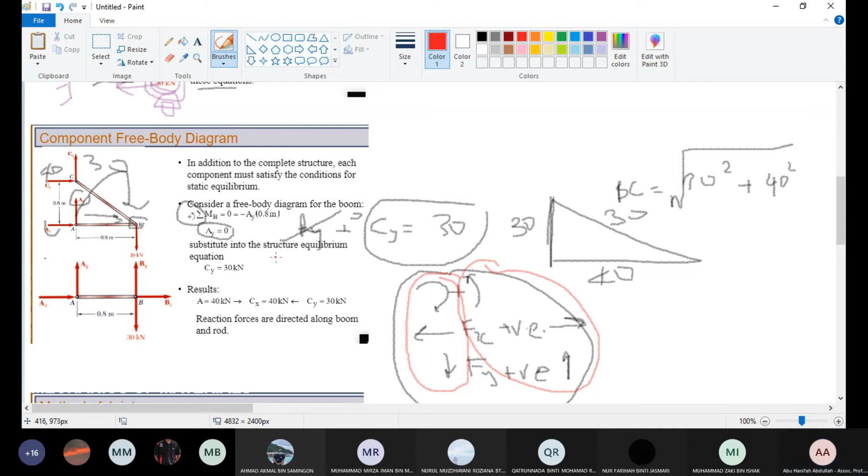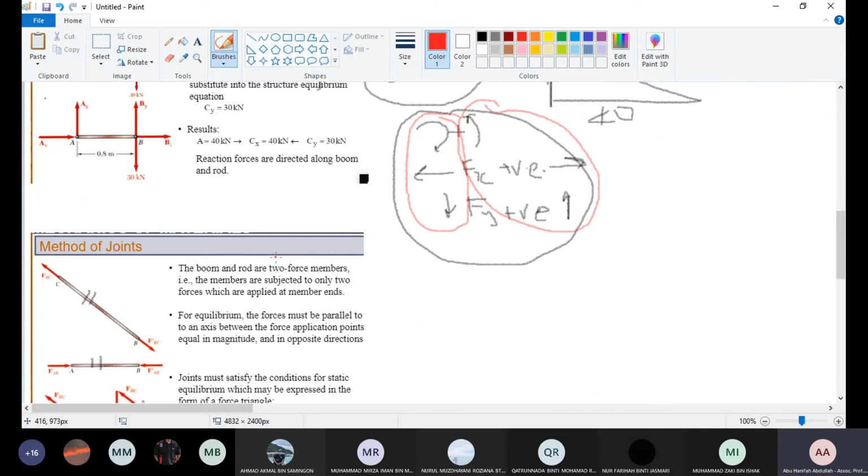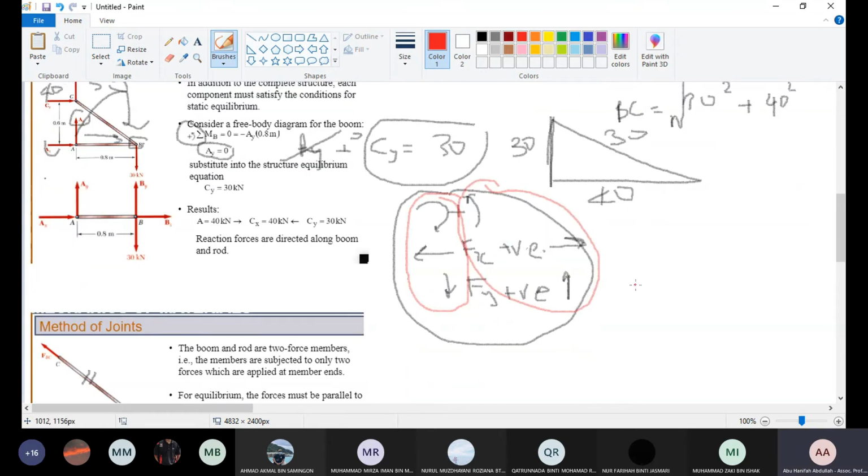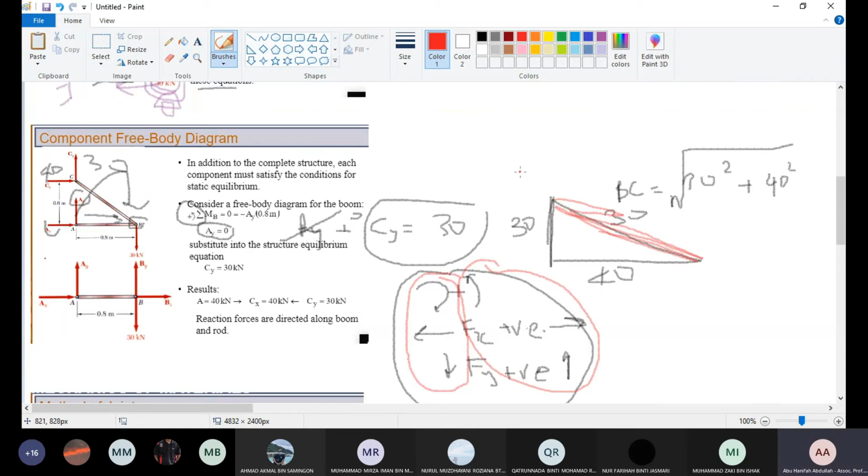I made a mistake somewhere. Sorry, I think I made a wrong statement earlier. The BC is here. This is C. This is B. How to get this answer: 30 square plus 40 square is equal to BC square.